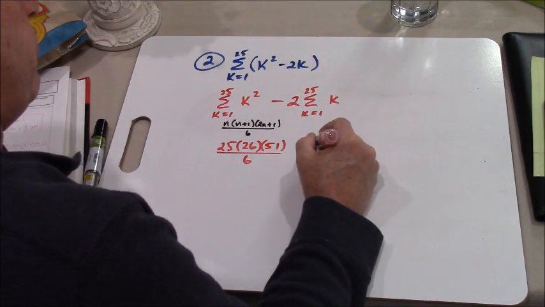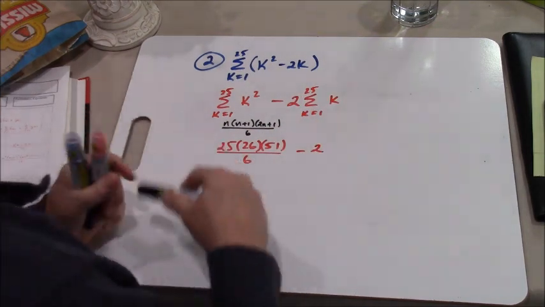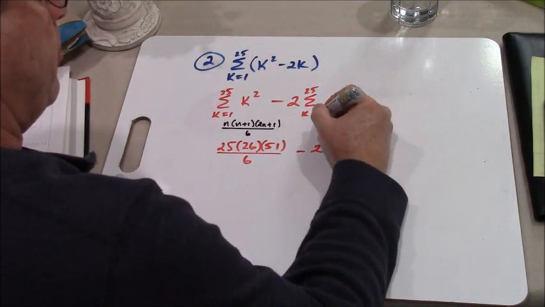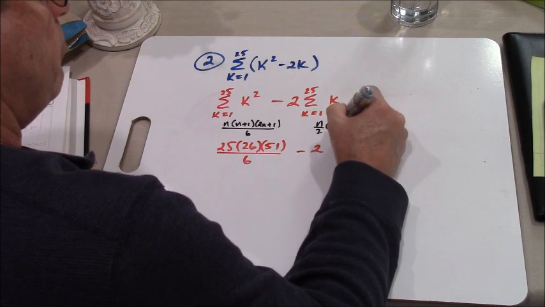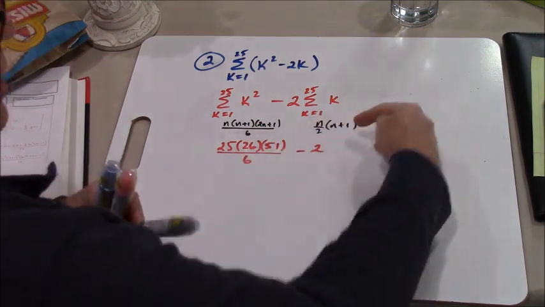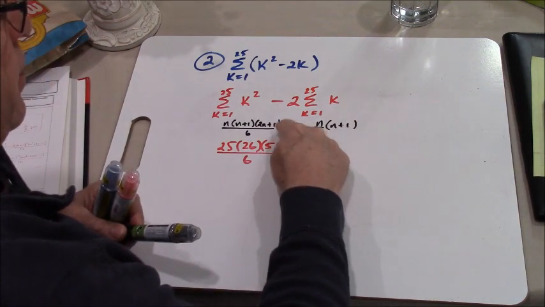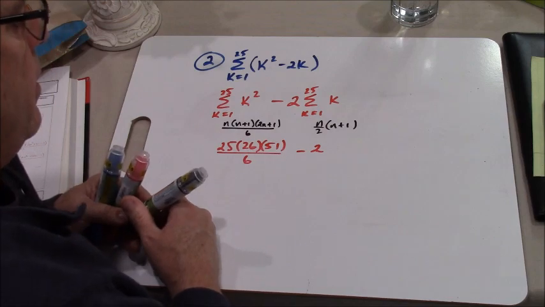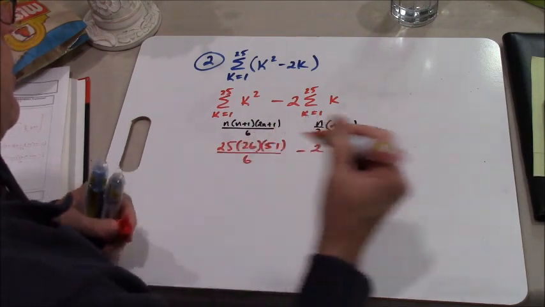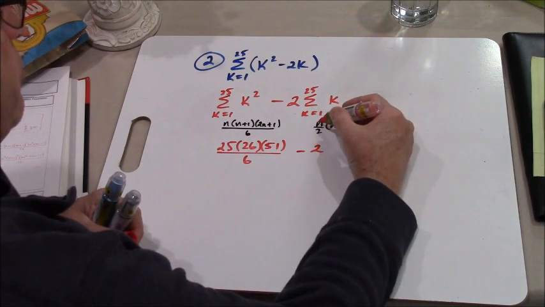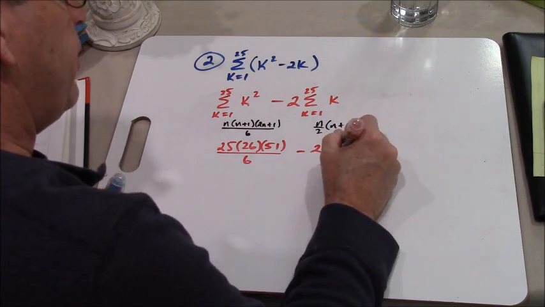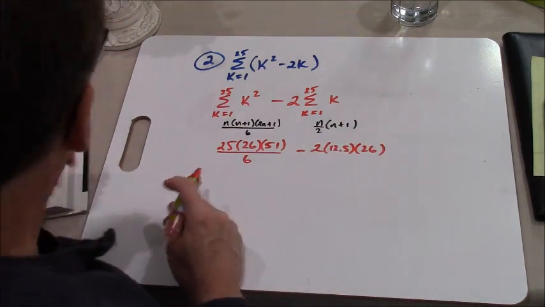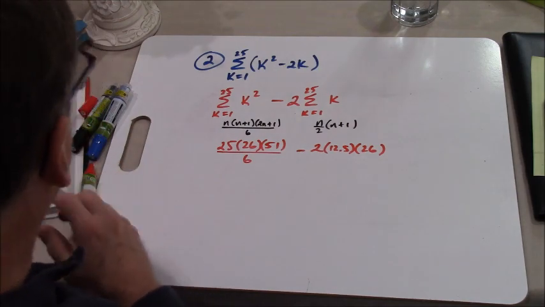Minus 2 times, and remember our formula for I was, in this case k, n over 2 times n plus 1. See, the thing that I think is important about writing these formulas down is the more often you write them down, the easier they become to remember. And so I'd encourage you guys to do that. All right, so my n value is 25, so 25 divided by 2, that's 12.5. And then 25 plus 1, that's 26.